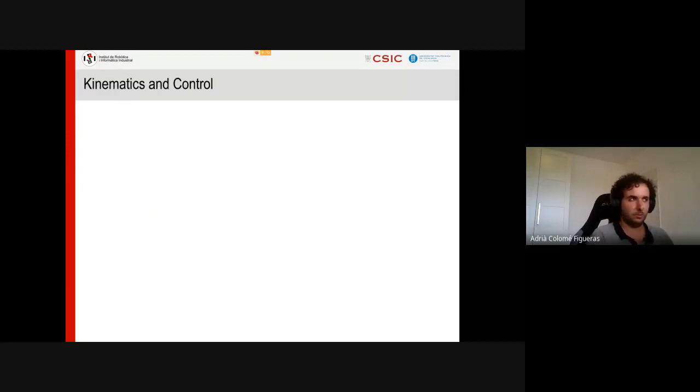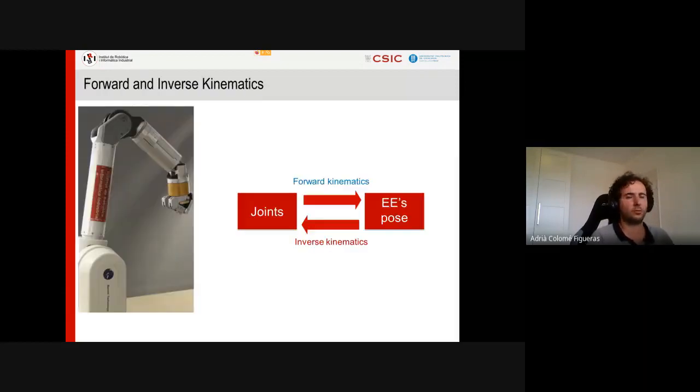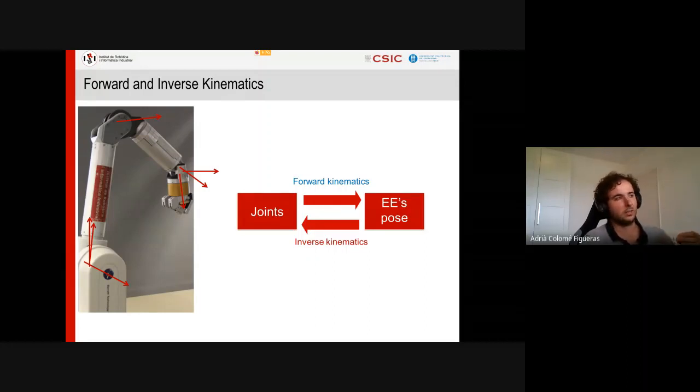Starting with kinematics and control, probably everyone knows that here we have a redundant robot. It has seven joints. It's an anthropomorphic arm, so its structure is similar to that of the human. We can control the end effector's pose, which is six-dimensional because it has three degrees of freedom of position and three of orientation.